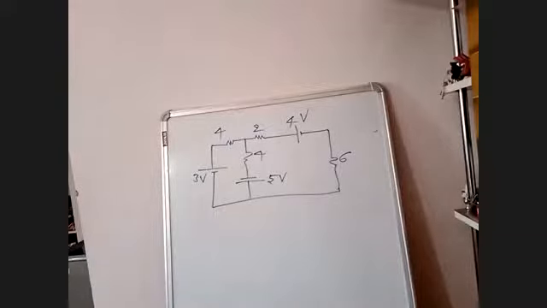Determine the current in 6 ohms using Norton's theorem.